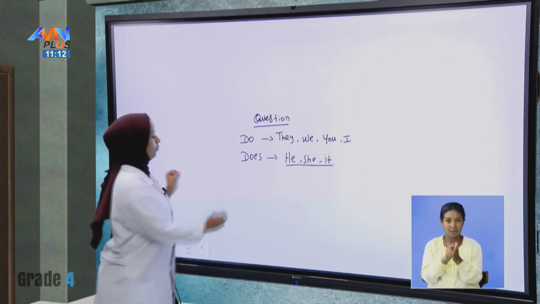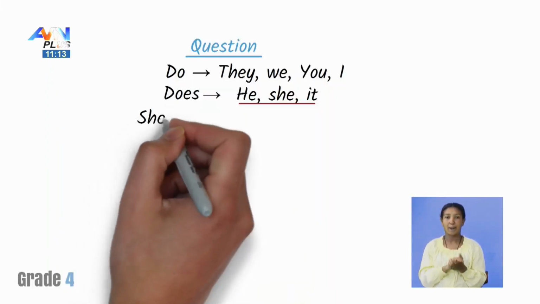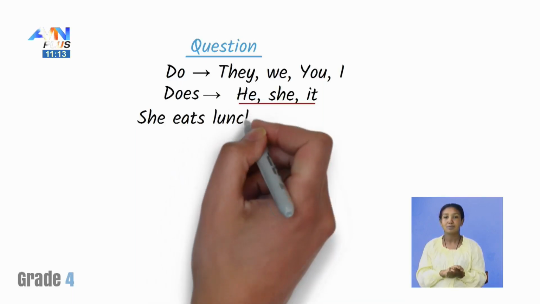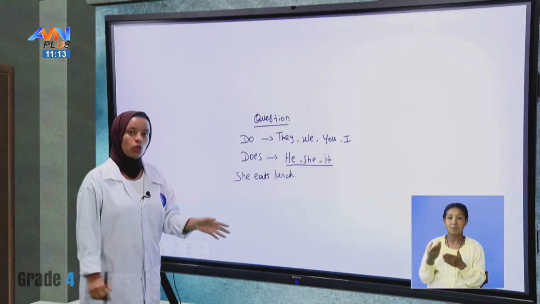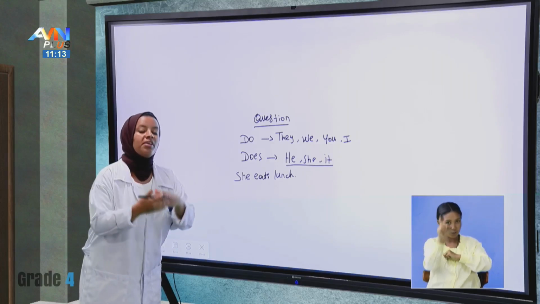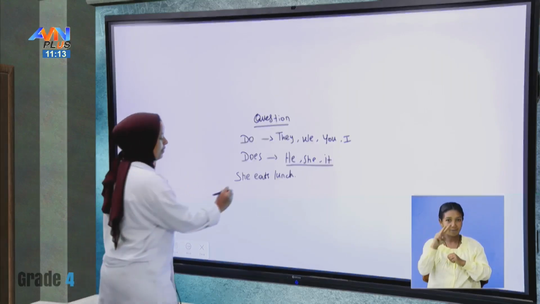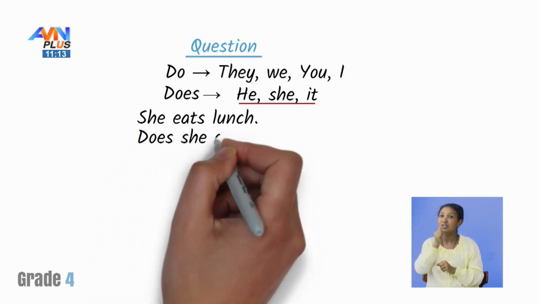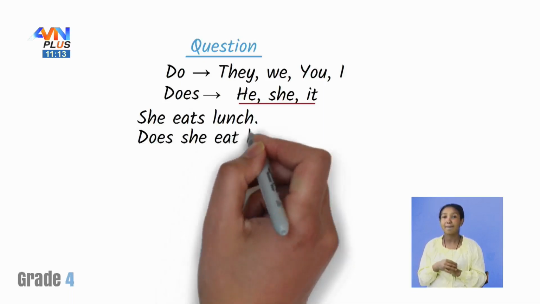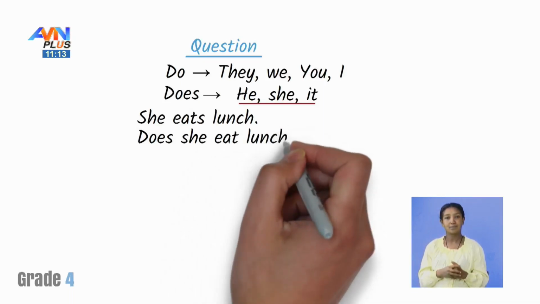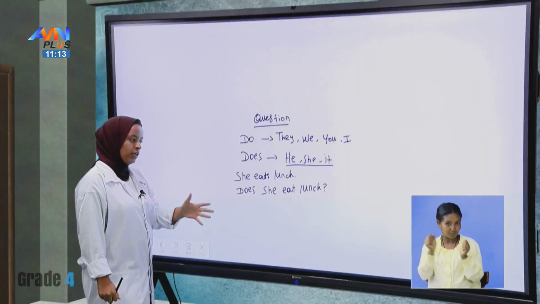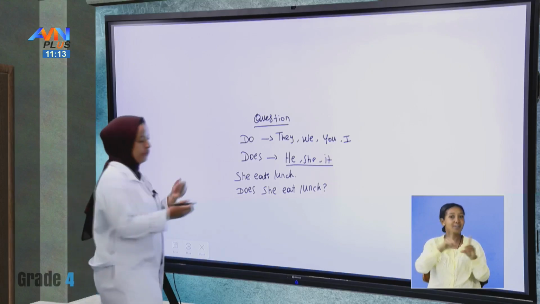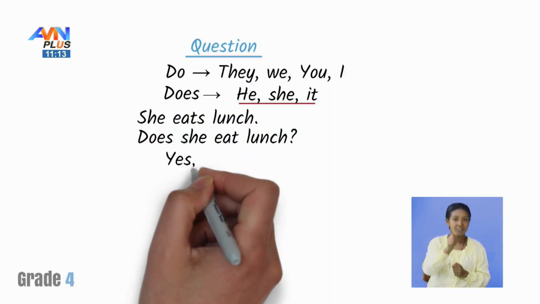Here is the rule. For example, she eats lunch. This is an affirmative sentence. Let us change it to a question, also called an interrogative sentence. So we use does: Does she eat lunch? Don't forget the question mark. Does she eat lunch? Yes, she does, if it is positive.